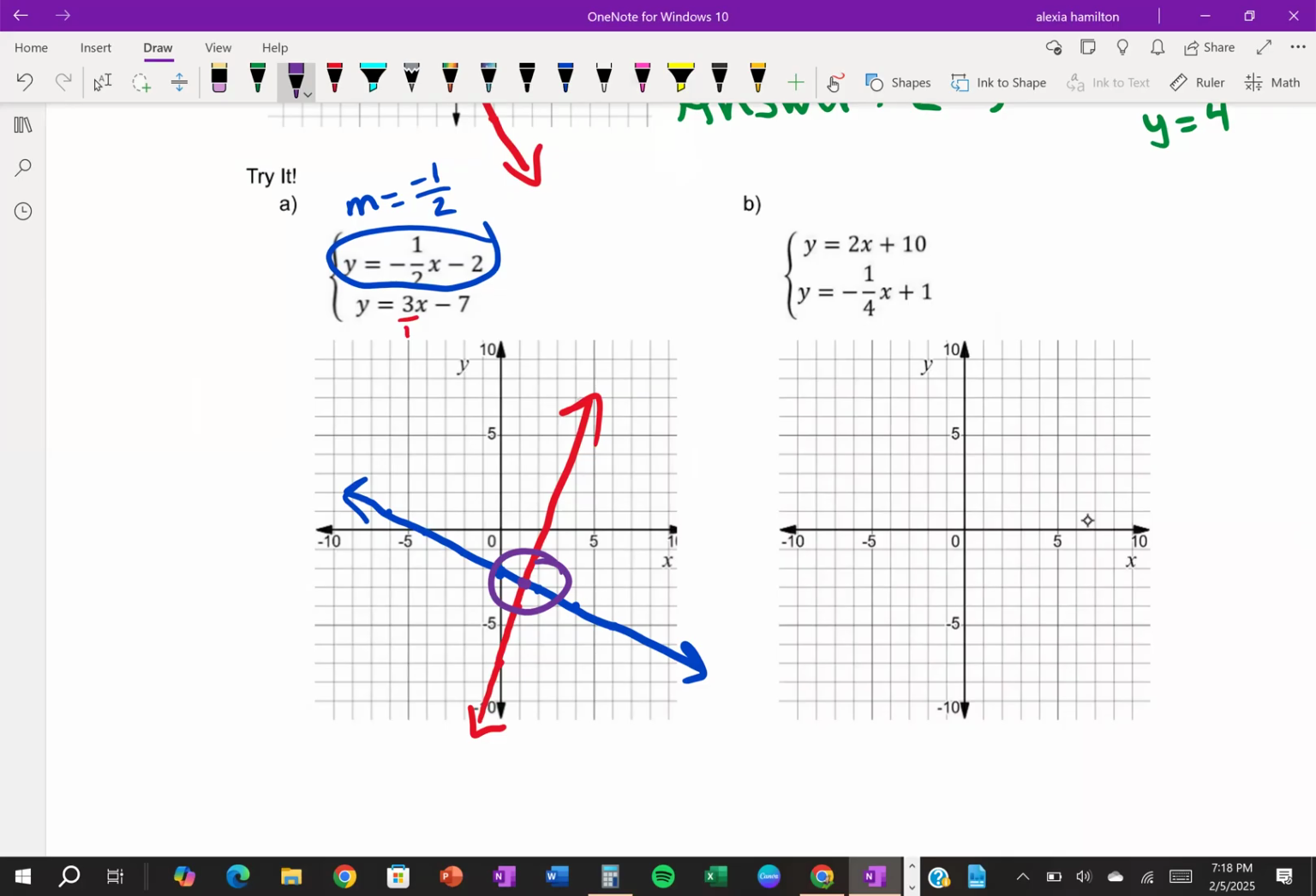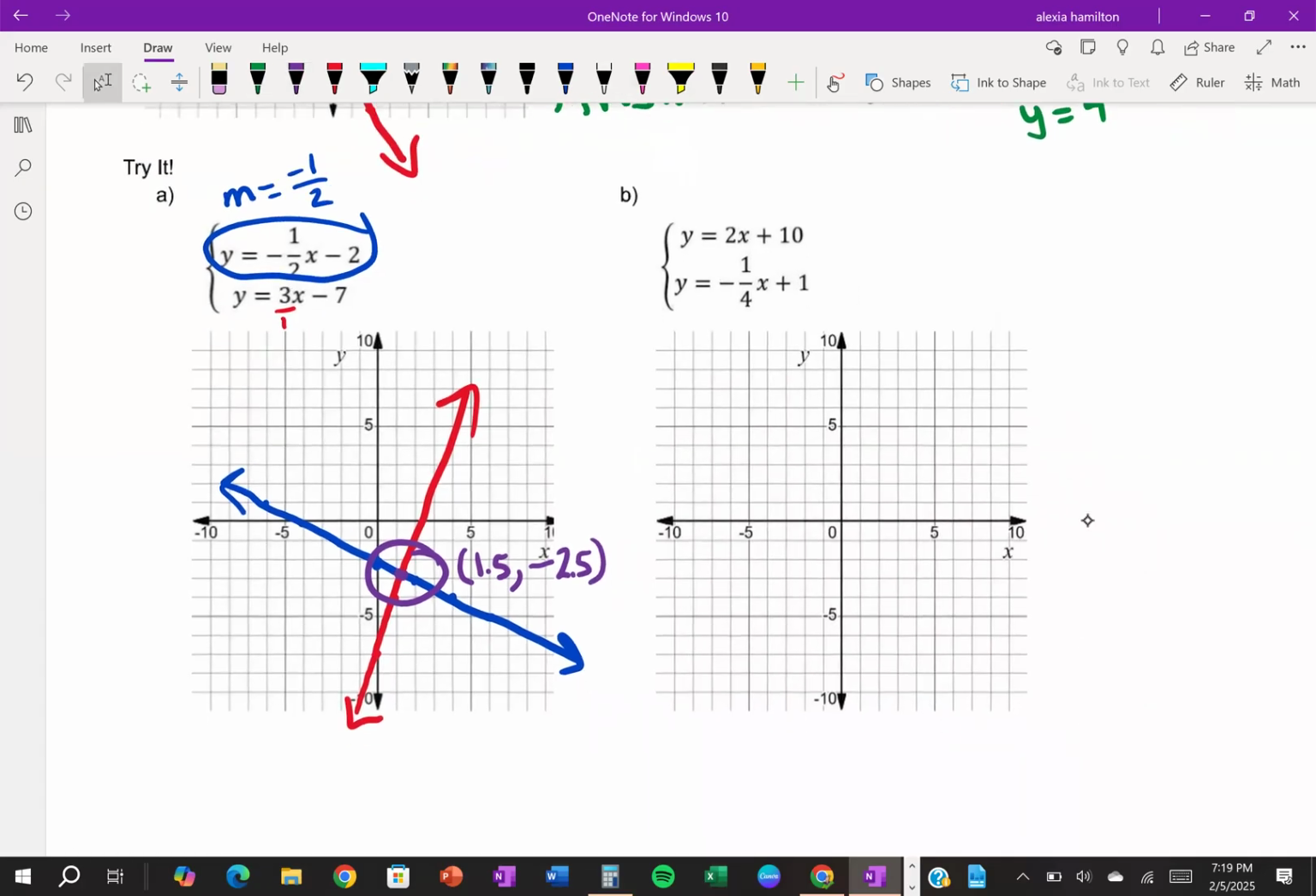So we're just going to guess. I'm going to say that it's about a 1.5 on my x, because it was just a little bit over from the one. And then it would be a negative 2.5. And this is where you could check your answer and see if you're correct. Okay. All right.